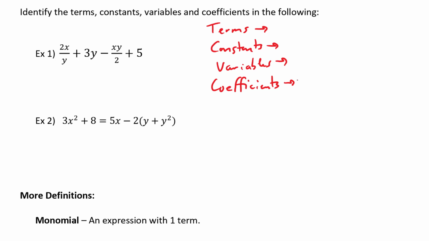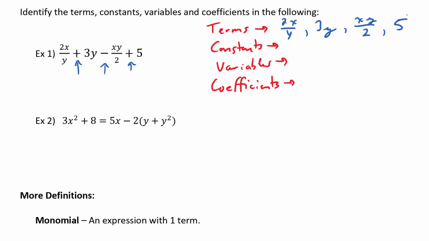For example 1, the terms we have. We have 2x over y. That is the first term because it's separated by an addition sign. The next term would be 3y. We have a subtraction sign, x over y squared. We have the addition sign, and then we have 5. So in this mathematical expression, there are 4 terms.